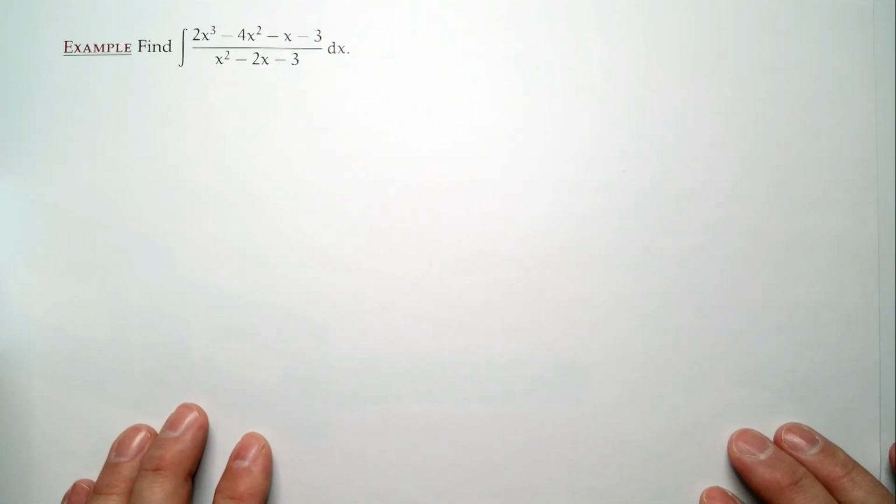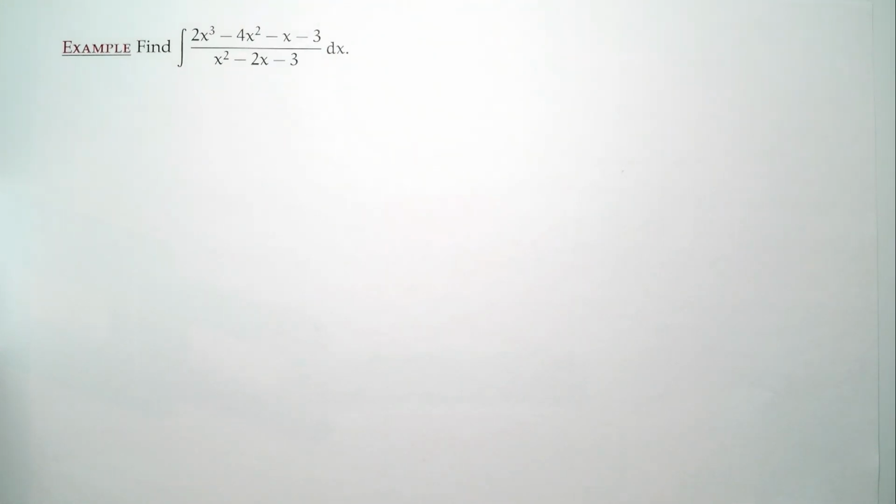So let's go through and do some examples. Find the integral of 2x cubed minus 4x squared minus x minus 3, all divided by x squared minus 2x minus 3. What's the first thing we need to do? Long division, right? Because check the powers. Don't jump into doing that partial fraction stuff until you've checked your powers. Okay, so we start with our long division.